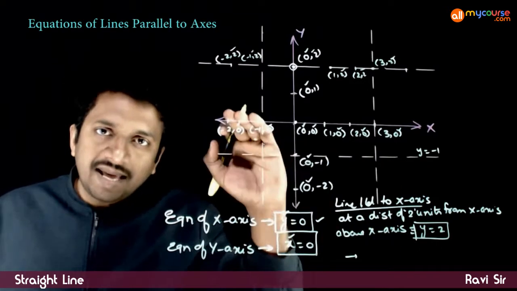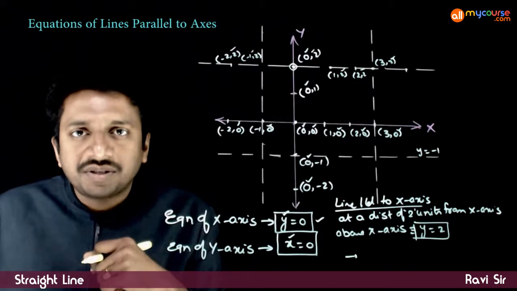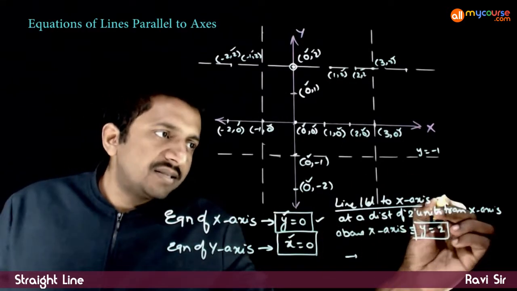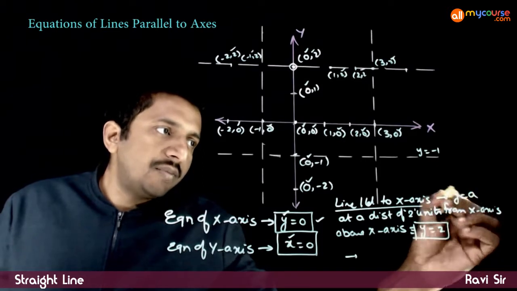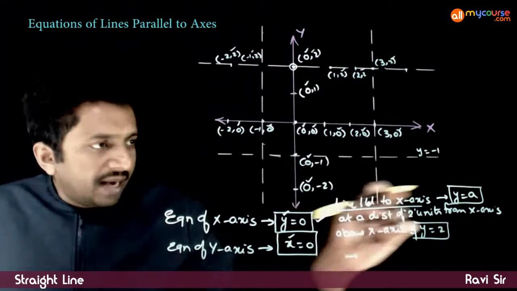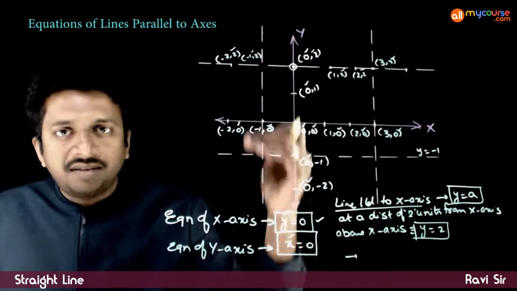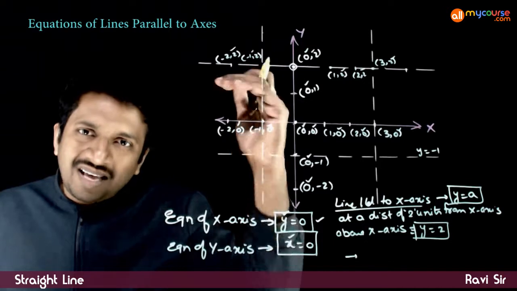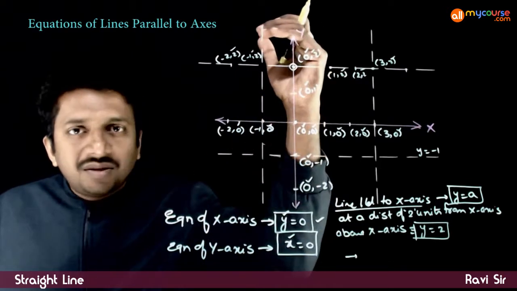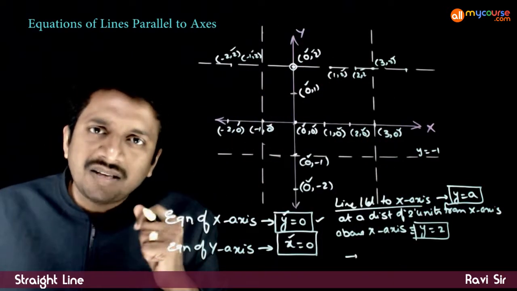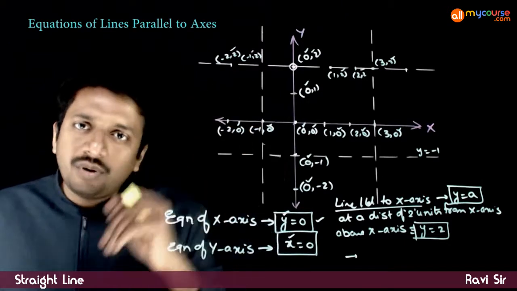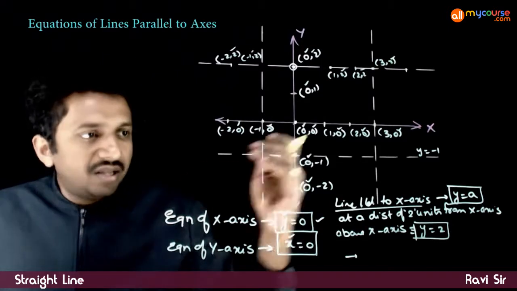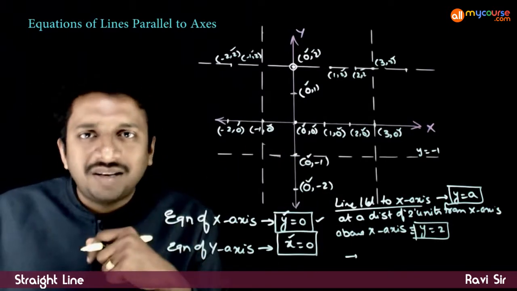If you take different lines, you get y is equal to different numbers. So the equation of a line parallel to x-axis looks like y is equal to some constant. And this constant depends on where the line is. So if the line is passing through 0, 3, the equation will be y is equal to 3. 0, 4, y is equal to 4. 0, minus 1, y is equal to minus 1. 0, minus 2, y is equal to minus 2. And so on.